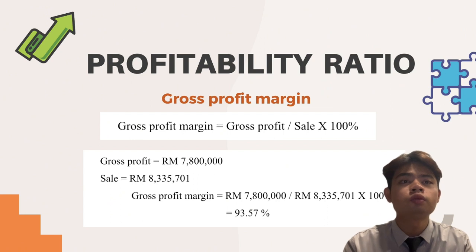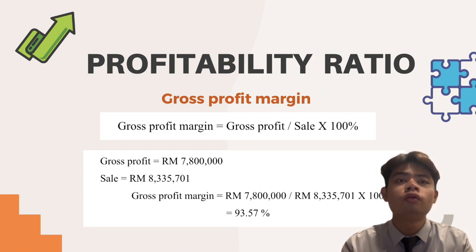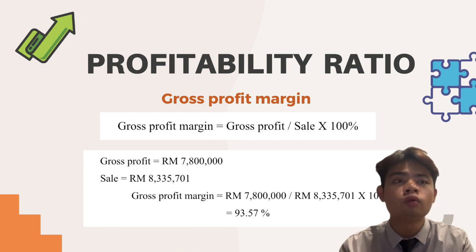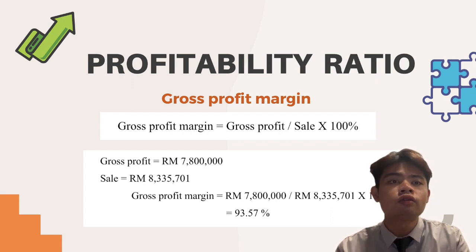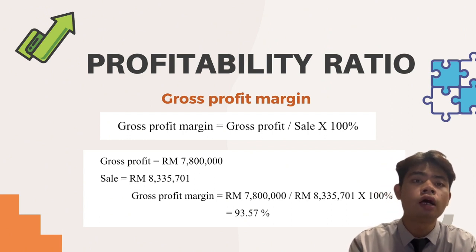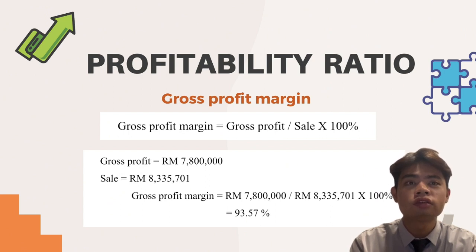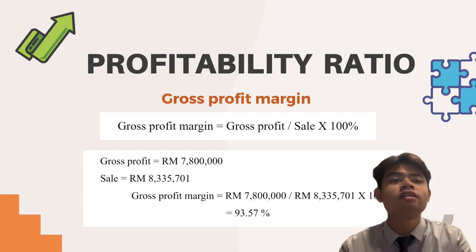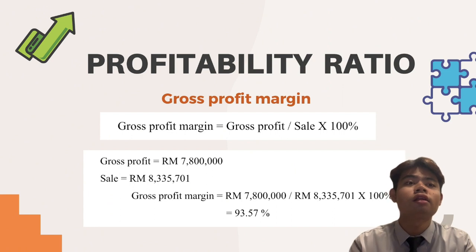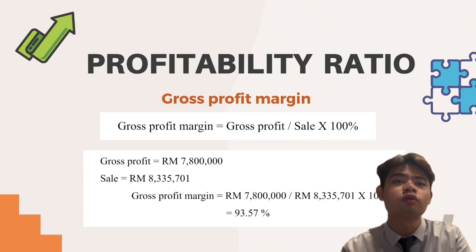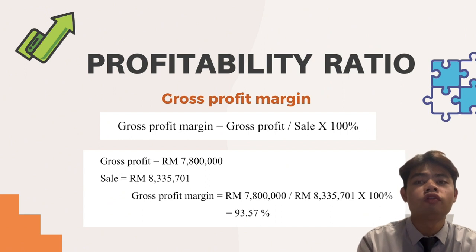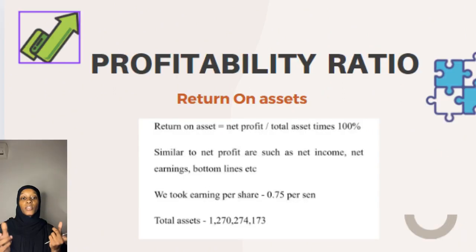So based on these amounts, to find the gross profit margin, we need to divide gross profit by sales, and then we need to times 100. So the 7 million 8,100 needs to be divided by 8 million 335,701, and then we need to times 100. So we can see the gross profit margin is 93.57%.